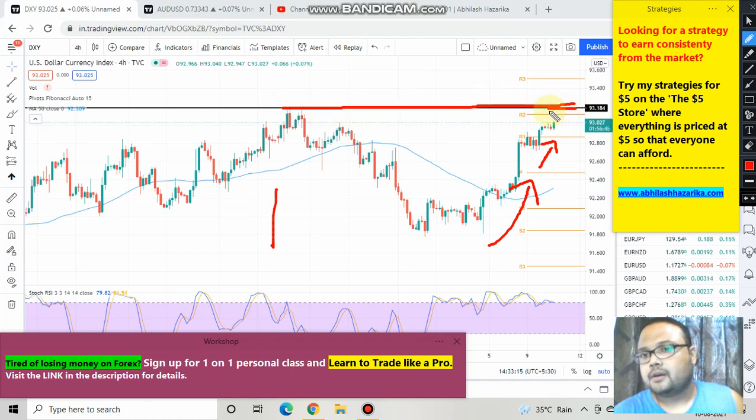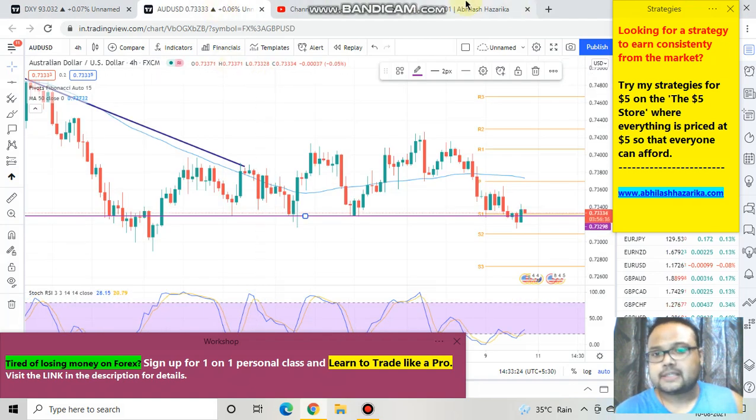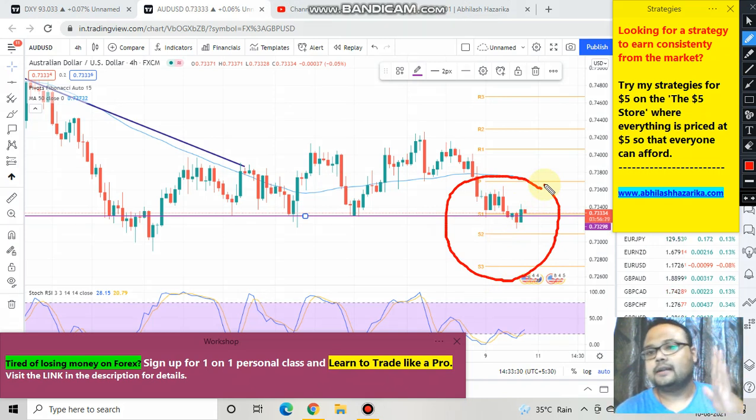And if dollar starts going down from here or reverses from here, then we may see some good buying on the AUD USD as well. But right now it may take some time. But looking at the present condition of the chart, one thing is very much certain, that AUD USD is not in the mood of going down.